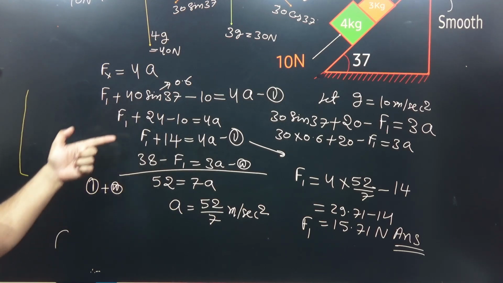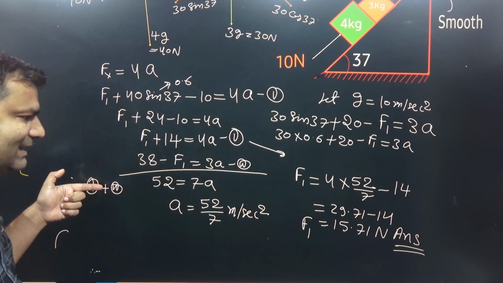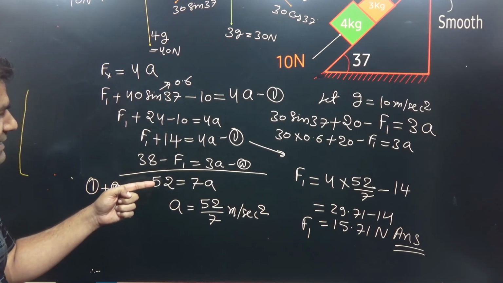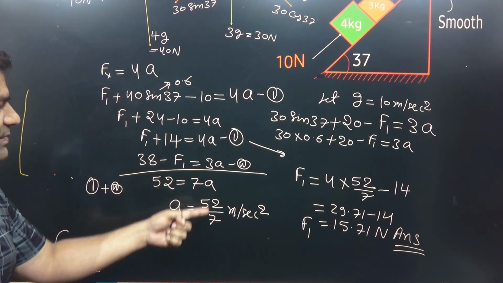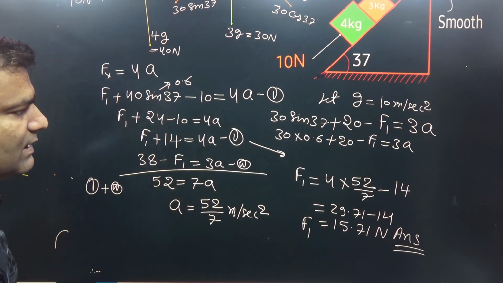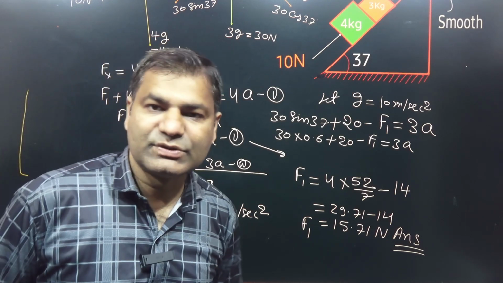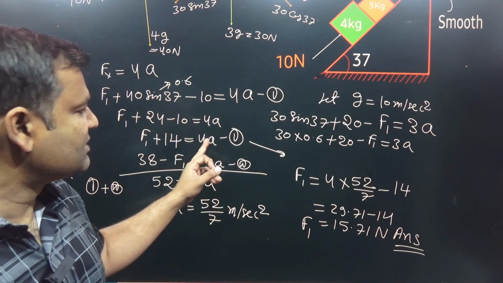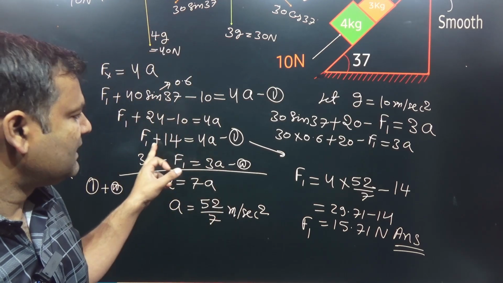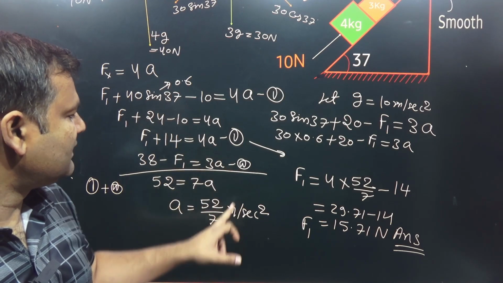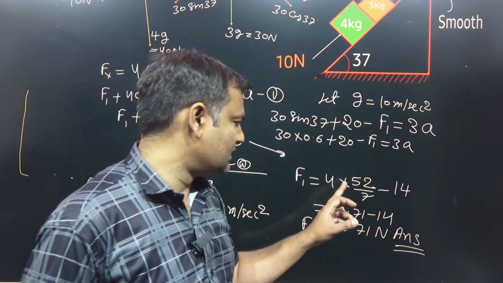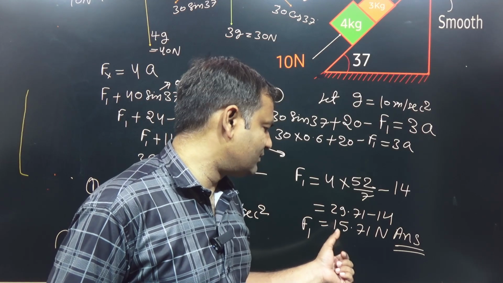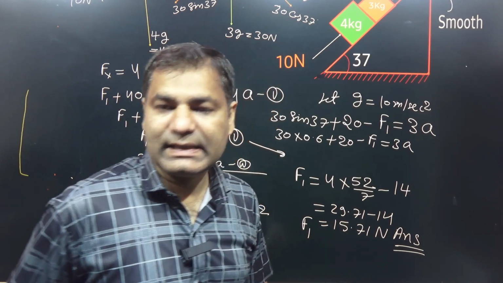Written here. Now add equation number 1 and 2. Then we get how much? Adding these two, 52 equals 7A. So A is 52 by 7 meter per second square. But our target is F1. So simply put that value in equation number 1. Then F1 equals 4 into A, A is 52 upon 7, minus 14. After resolving, we get how much? 15.71 Newton is the right answer.